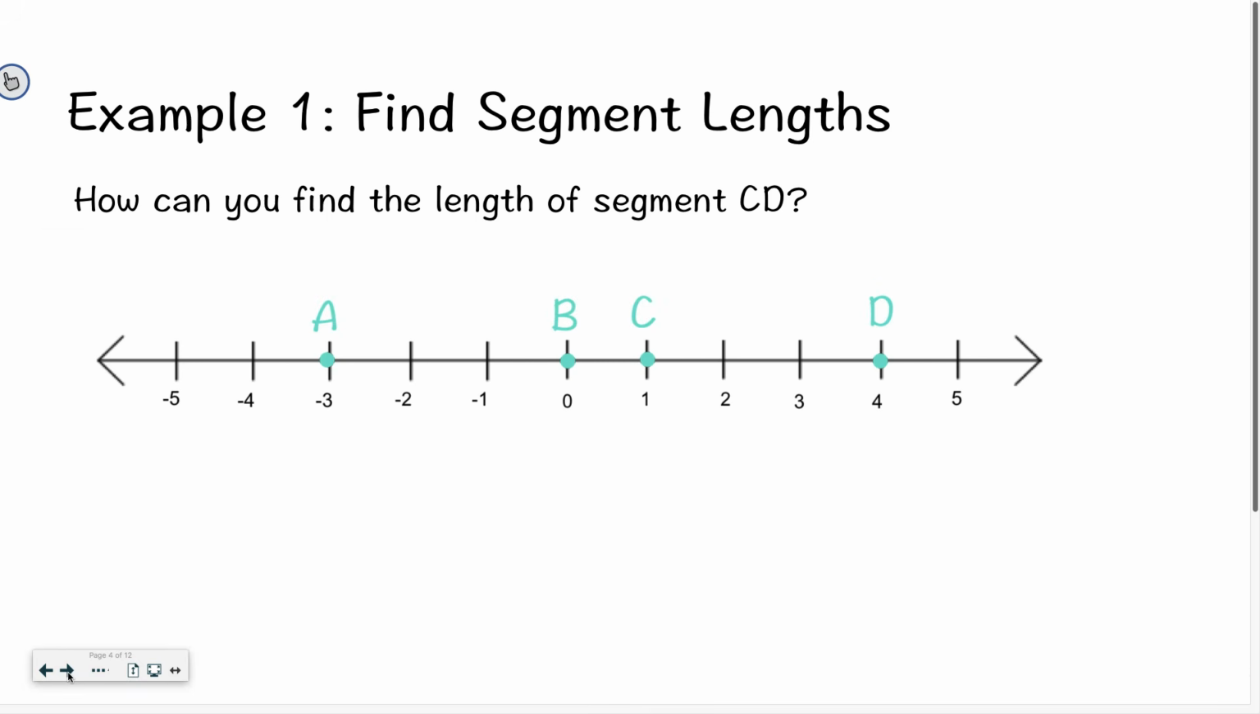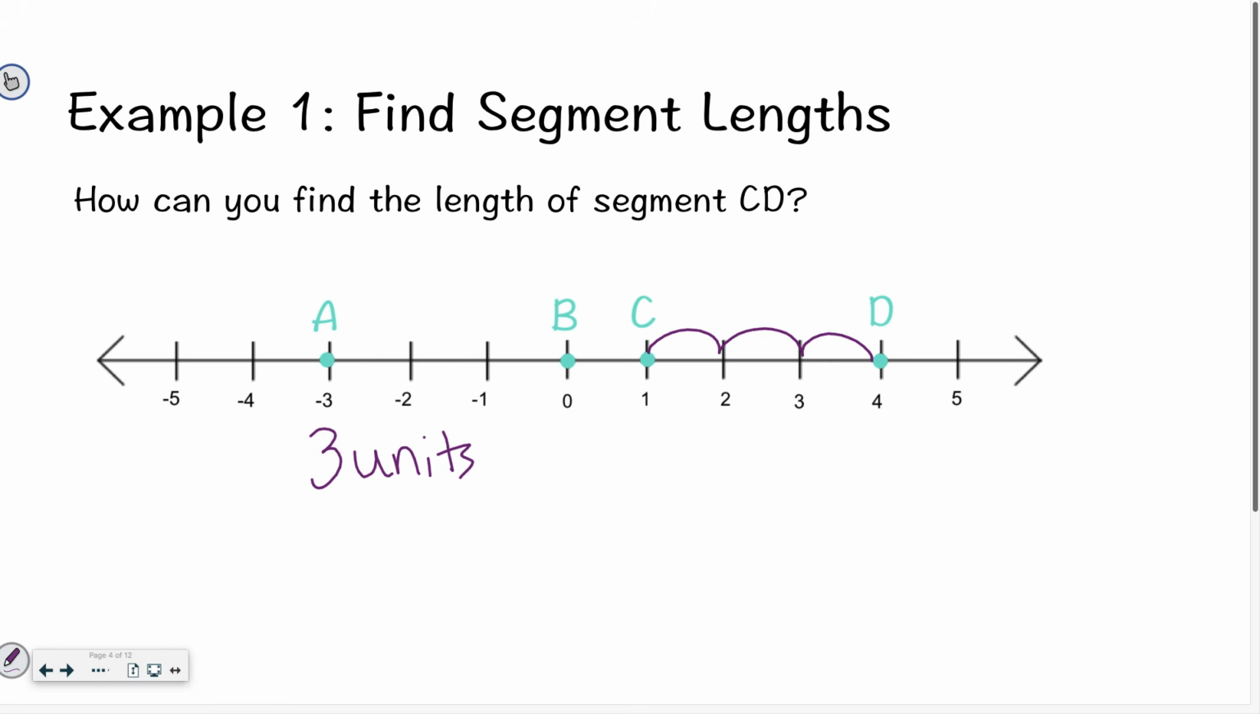Now, let's jump into finding segment lengths. How can you find the length of segment CD? You have a couple options. You can either count and say, oh, it's 3 units away. We're going to label our answers in geometry, okay? So 3 units, not just 3.